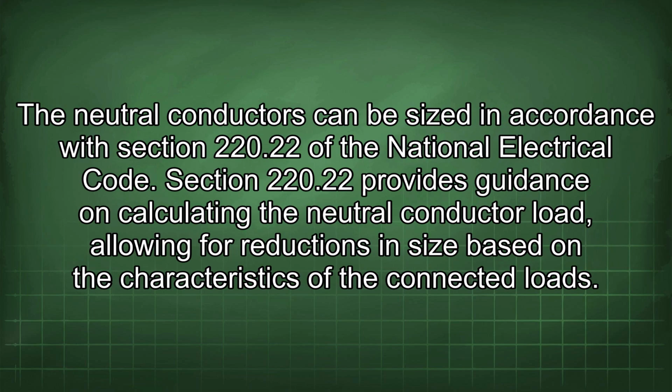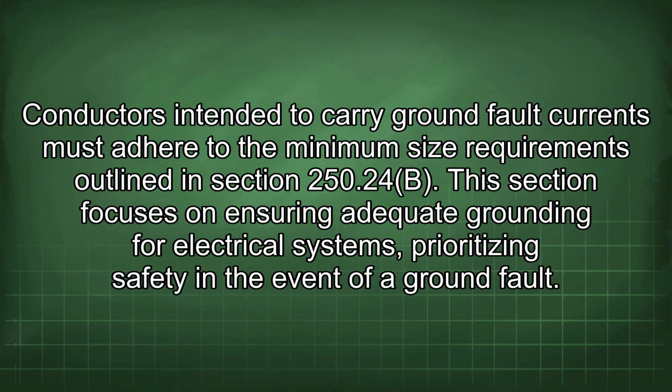The neutral conductors can be sized in accordance with Section 220.22 of the National Electrical Code. Section 220.22 provides guidance on calculating the neutral conductor load, allowing for reductions in size based on the characteristics of the connected loads. Conductors intended to carry ground fault currents must adhere to the minimum size requirements outlined in Section 250.24(b). This section focuses on ensuring adequate grounding for electrical systems, prioritizing safety in the event of a ground fault.